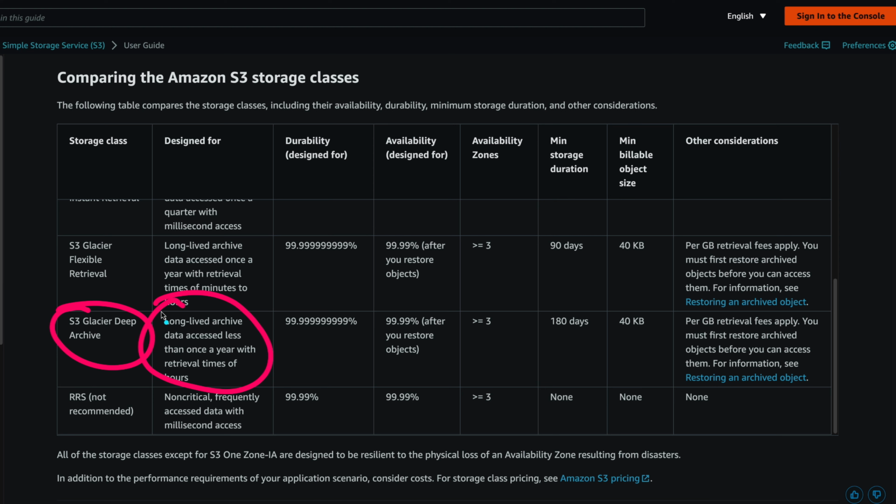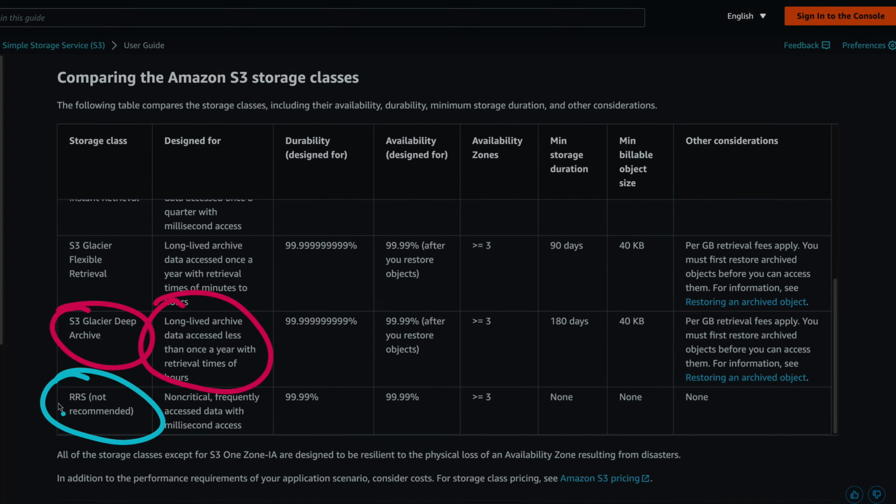Now last and kind of least is the Reduced Redundancy Storage. This is a legacy storage tier that's not recommended to use anymore. The better alternative now being the S3 One Zone Infrequent Access storage tier. So that about covers it for our Amazon S3 storage class run through. I hope this was helpful to showcase all the different storage classes within the S3 service.